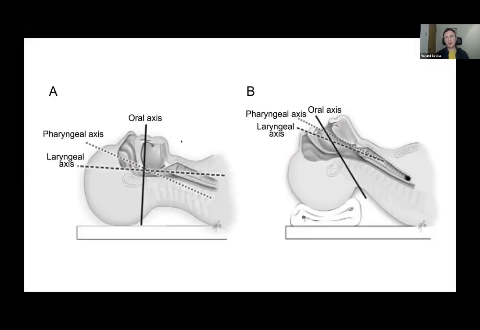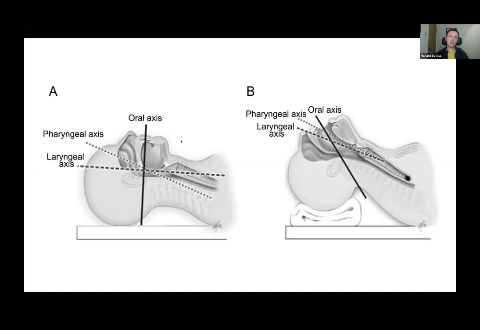Before we start talking about videolaryngoscopy, we need to have a little think about how it differs from direct laryngoscopy. In direct laryngoscopy, we're trying to align these three axes, the oral axis, the pharyngeal axis, and the laryngeal axis, so that we can see directly into the glottic opening, the opening to the top of the trachea.